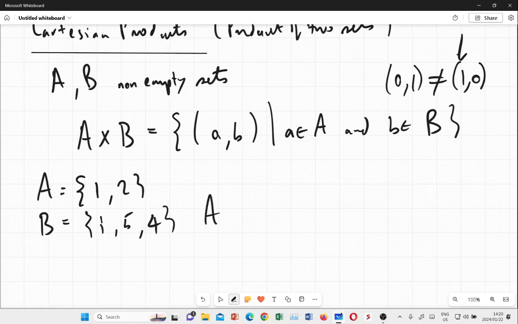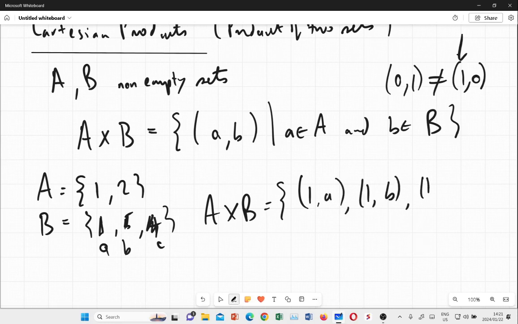Then the Cartesian product of this set, let's call it ABC, just so that we can have distinction. So A is the set of the first two numbers, and B is the set of the first three alphabets. Then A times B, or the Cartesian product set, is just going to be 1A, 1B, 1C. You see the ordered pairs, and it's going to be 2A, 2B, and 2C.